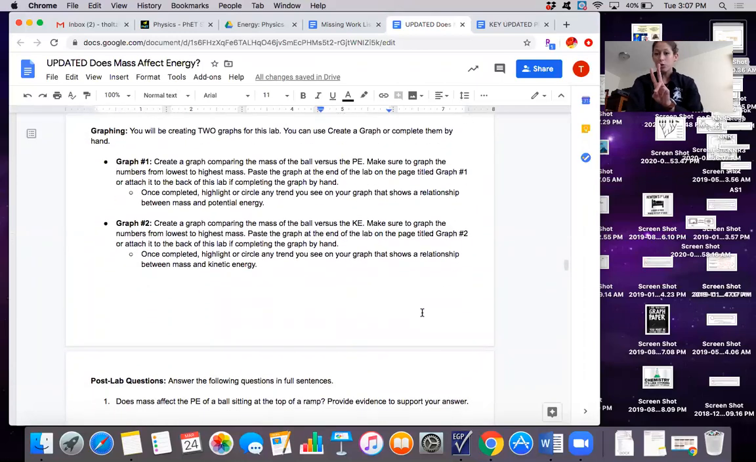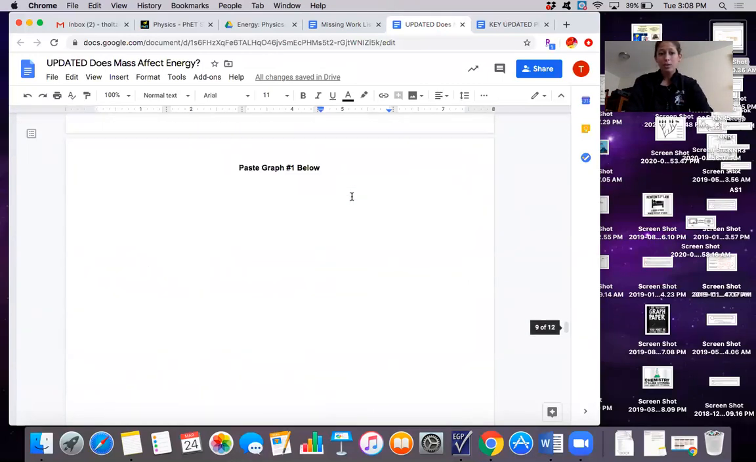We're going to be creating 2 graphs. The first graph is going to be for your potential energy, showing how mass affects potential energy. Make sure each axis label, both mass and potential energy, has a unit. And if you're using Create a Graph or doing a hand graph, make sure you're putting them in from lowest to highest mass. They must be in order, or else your graph won't turn out right. You're going to paste a picture of that graph, whether it's Create a Graph or by hand, to the end of your lab where it says paste graph number 1 below.